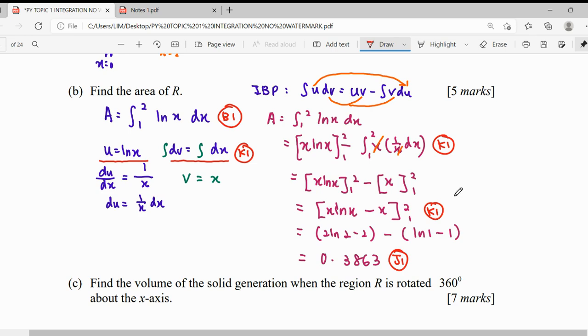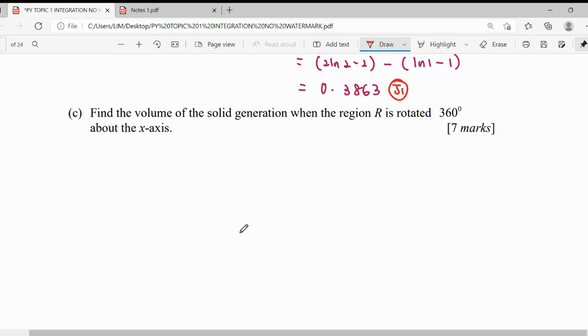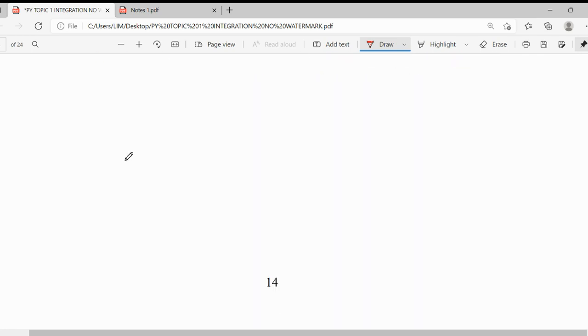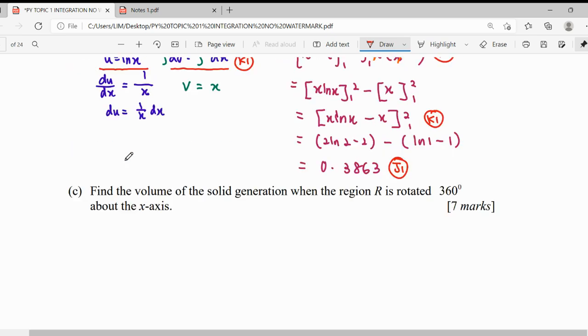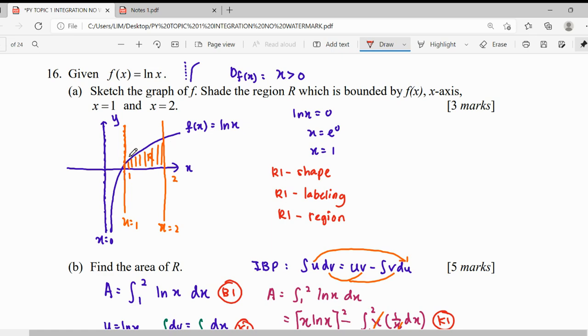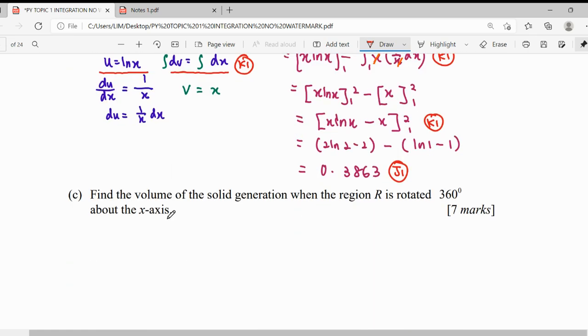Then we proceed. If they want to find the volume: what is the volume generated when this region is rotated 360 degrees about the x-axis? So we look at our region here. This region they're going to rotate. They say rotate about the x-axis, which means we have to do it by dx. Rotation, no matter whether it is 360 or how many degrees they want to rotate, the formula will still be the same.